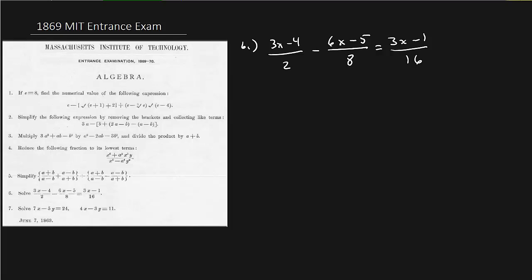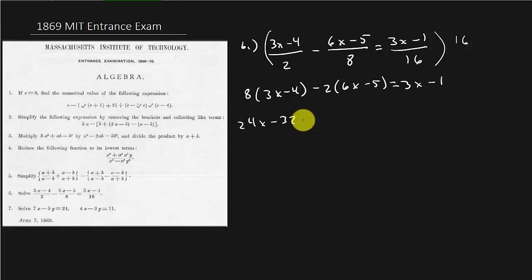All right, so here's an equation to solve. It's actually pretty easy, isn't it? So we're going to multiply through by the common denominator, which is 16. So that's going to give me 8x. I'm sitting here multiplying through. That's going to be 8 times, come on, let's get this right. 8 times 3x minus 4 minus 2 times 6x minus 5 equals 3x minus 1. All right, so that's going to be 24x minus 32 minus 12x plus 10 equals 3x minus 1.